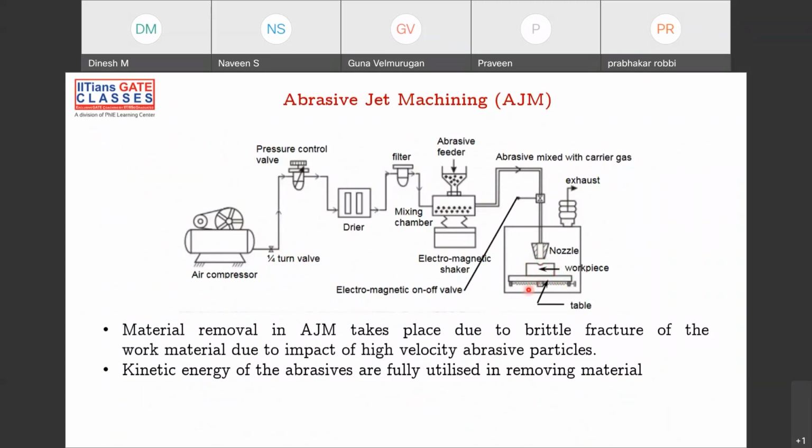Is it clear, guys? How the material removal rate works in AJM? Yes. Very good. Very good. What about others? Naveen is understanding. What about others? Okay. Okay.